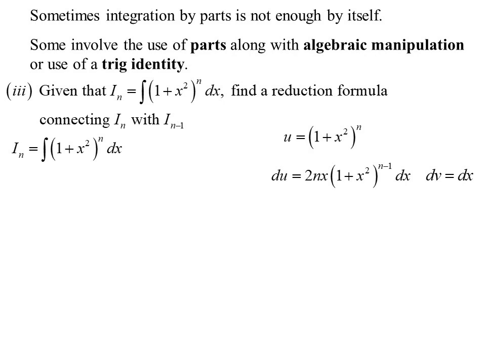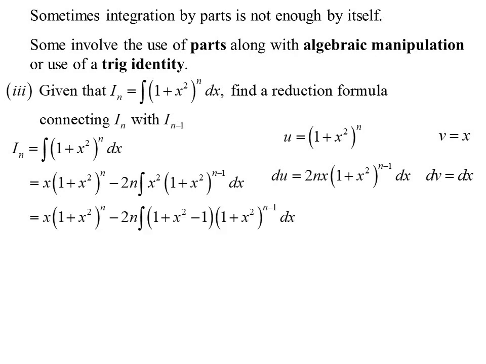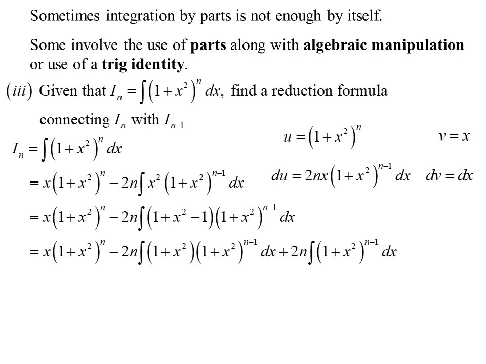The dv is dx, v is x. So I've got uv, that bit's fine, minus 2n times the integral of x squared times 1 plus x squared to the n minus 1. Not quite the same as I_n. I've got this x squared in front. Now I can do some manipulation. If I rewrite that x squared as 1 plus x squared minus 1, I can split that into two integrals and have a look what happens.